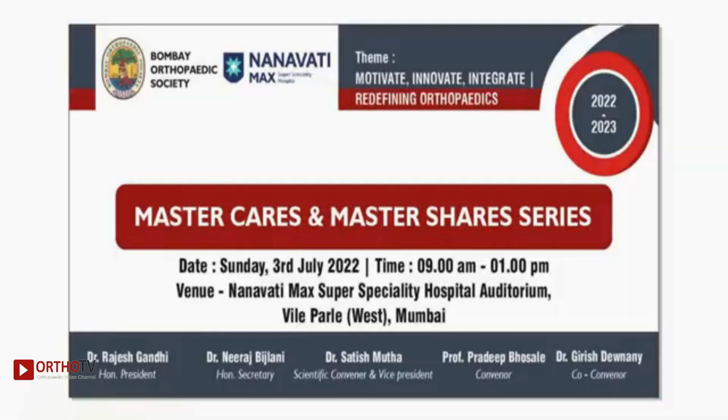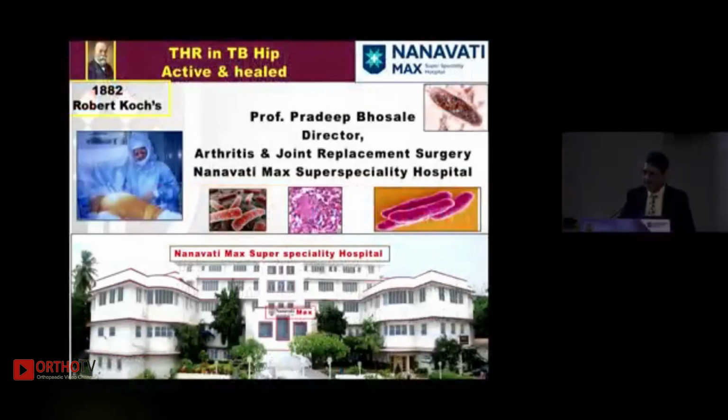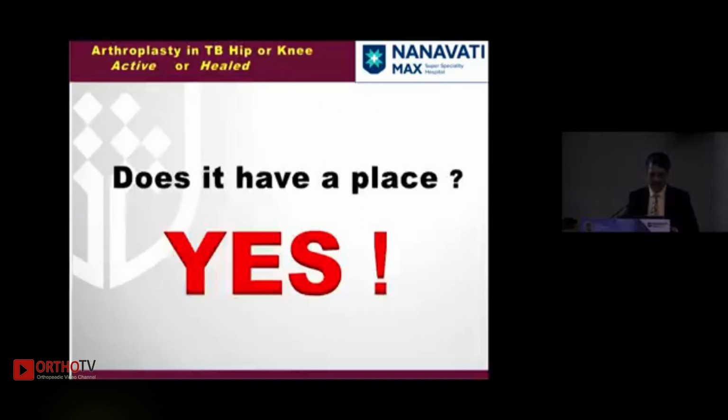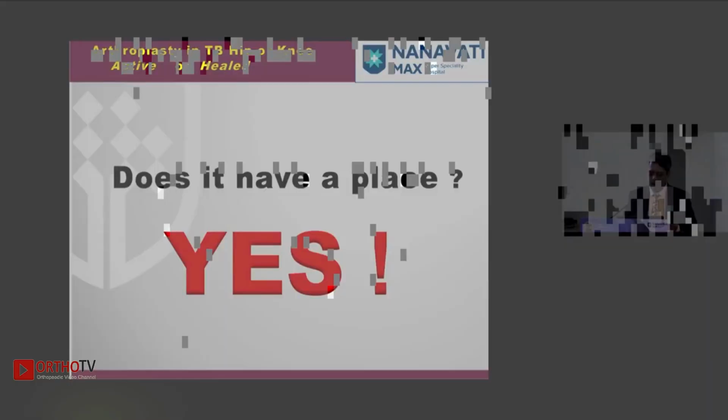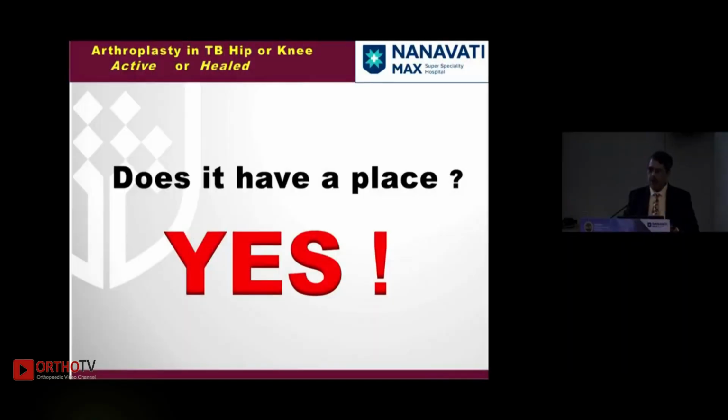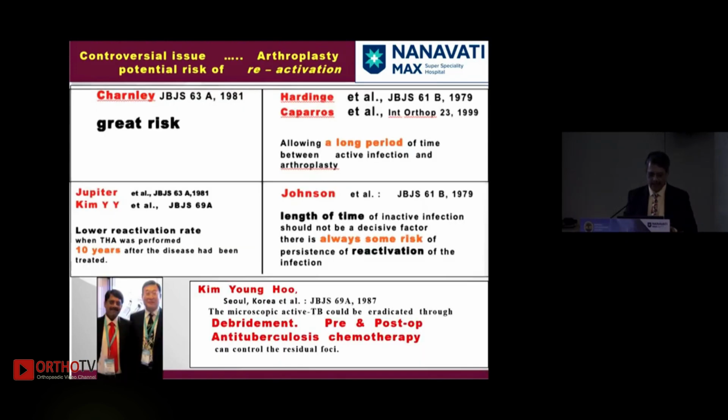Okay, my next talk is on tuberculosis. I've done extensive work on tuberculosis, both active and healed. As all of you know, it's a very notorious, unpredictable organism, and it is widely spread in India. So yes, there is a possibility when there is an active coxitis of the hip. In selected cases, that is what I'll share with you from my experience.